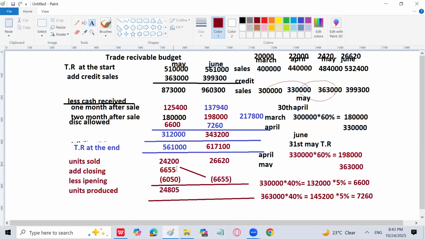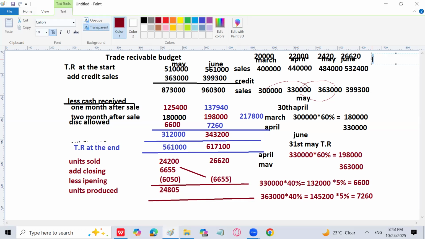That is the difficult point. Remember that it is clearly stated that after June, for July, the sales is not going to increase. So it means that July sales are going to be the same, 26620. So 25% of July sales is going to be the closing inventory of June. So that is again the same 6655. So we can find the units produced, that is 26620. So we have prepared the production budget very easily and comfortably.